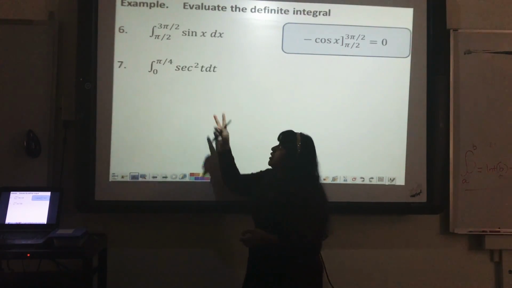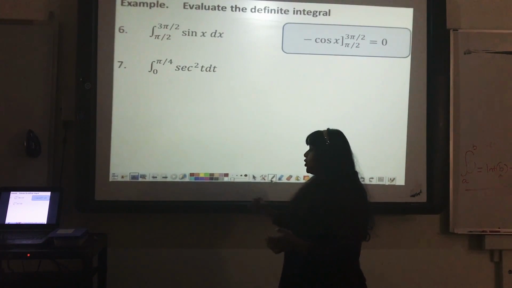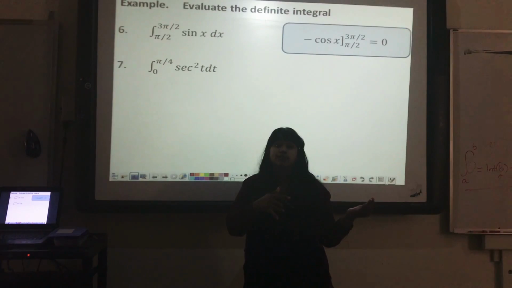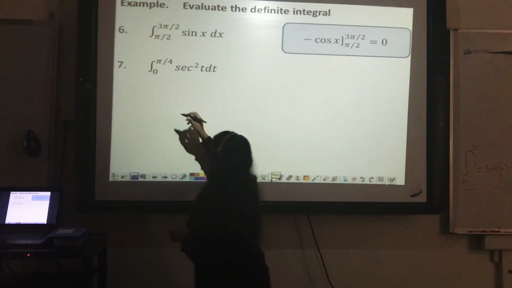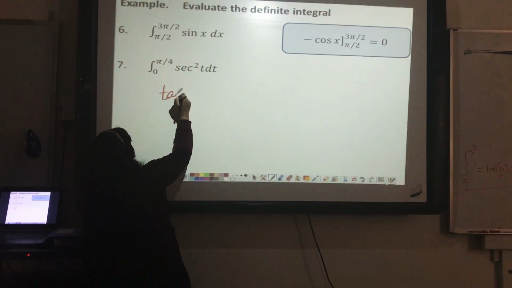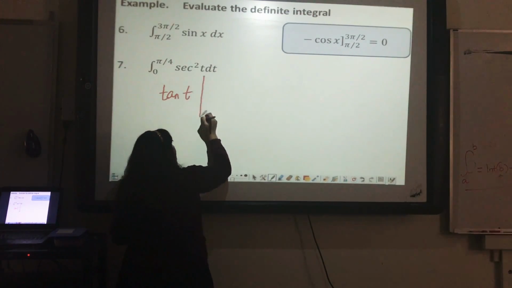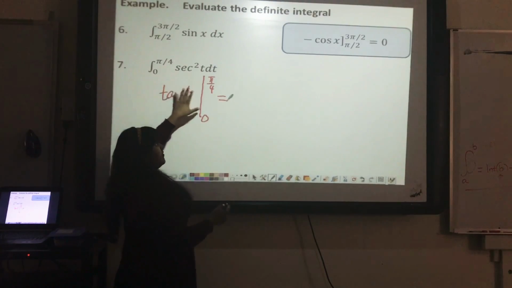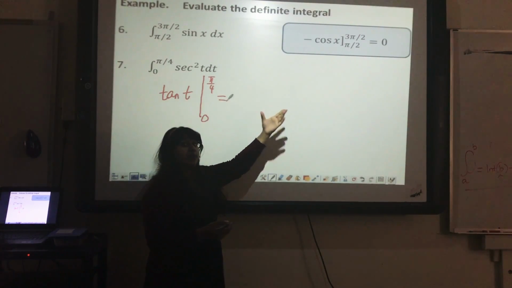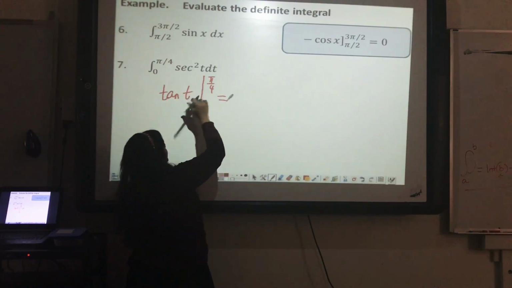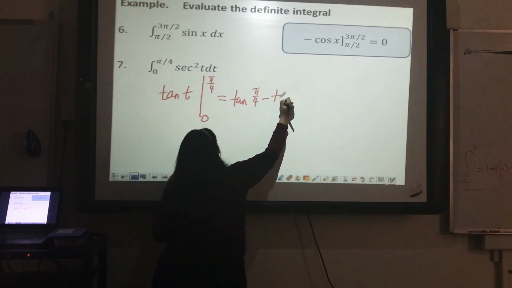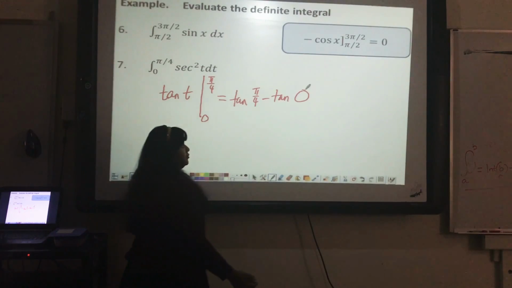Our next question involves secant squared. So again, we start with step 1. I'm going to integrate it. What is the integral of secant squared t? It would just be tan t. So this is going to become tangent t evaluated from 0 to pi over 4. This is going to be my fundamental theorem of calculus right here, f of b minus f of a. So I'm going to do, here's my f, tan of pi over 4 minus tan of 0.